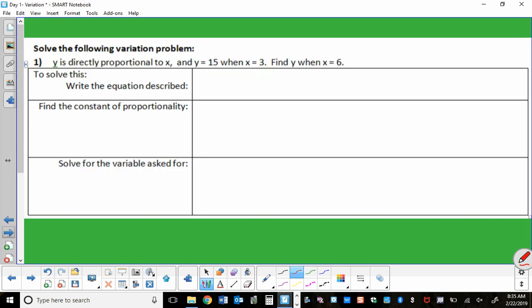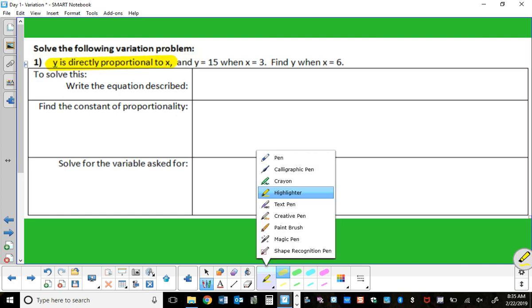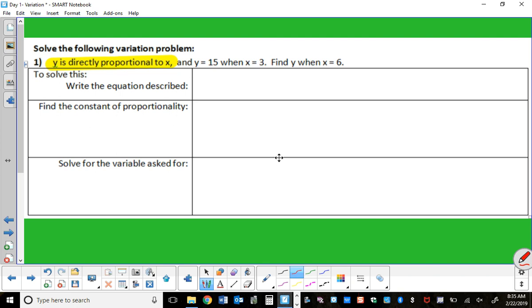All right, take a look at number 1. What we are doing today is we are going to dissect these sentences step by step. In these sentences, it looks very short, but there are 3 things that we have to do. My first step is to make my equation. I make my equation based on that first part of the sentence. Y is directly proportional to x.